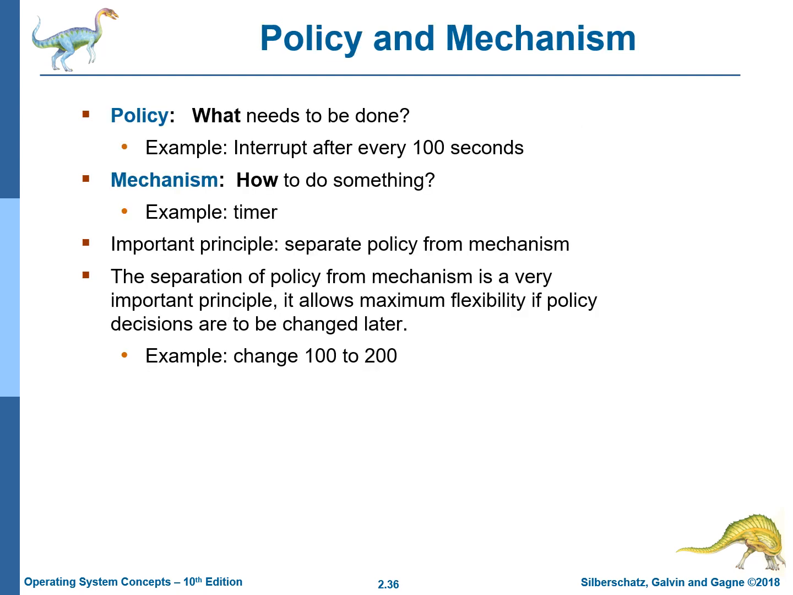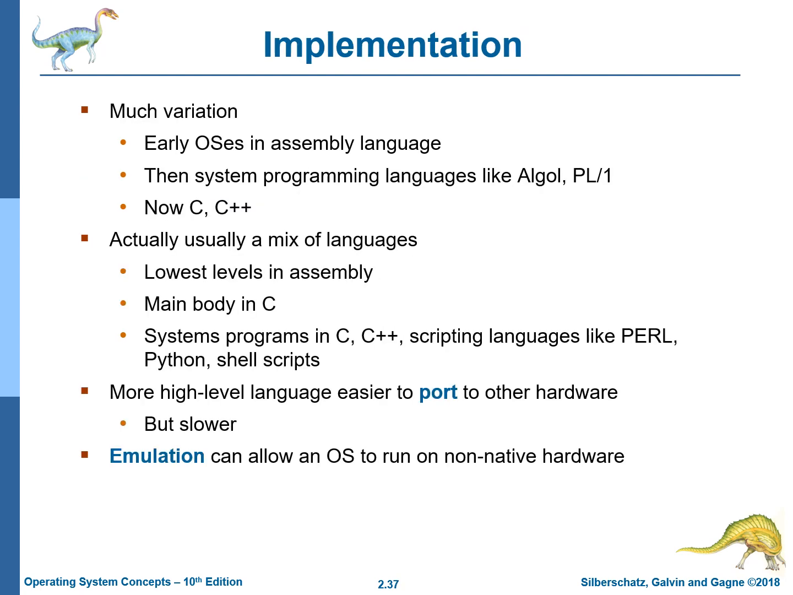Policy and mechanism. Policy: what needs to be done? For example, interrupt after every 100 seconds. Mechanism: how to do something. For example, a timer. Important principle: separate policy from mechanism. The separation of policy from mechanism is a very important principle. It allows maximum flexibility if policy decisions are to be changed later. For example, change 100 to 200.